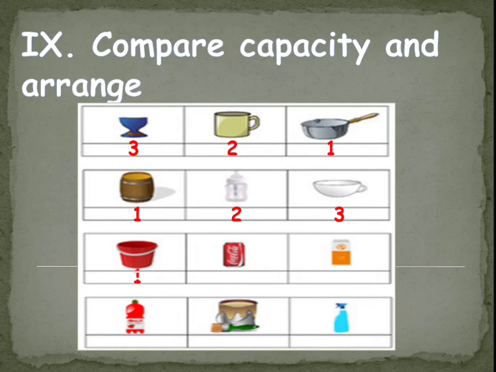Then the bucket will come first, next your fruit juice, then your coke tin. Next, again in the last one, the bucket will come first, then your red color bottle, then your blue color bottle. Based on the size we can say which is higher and which is lower. So in this way you need to compare the capacity and arrange it. That is your ninth bit.